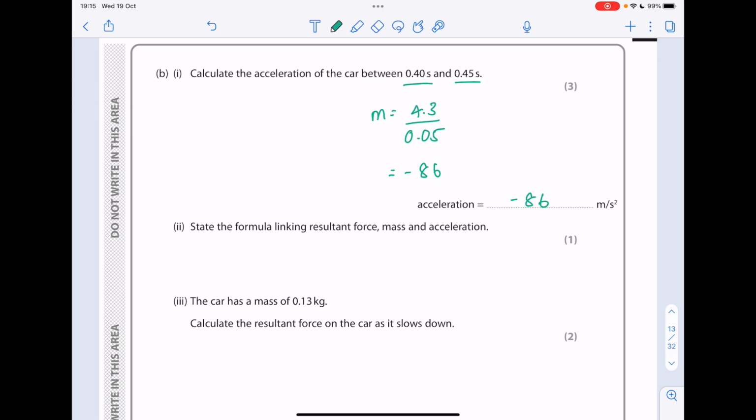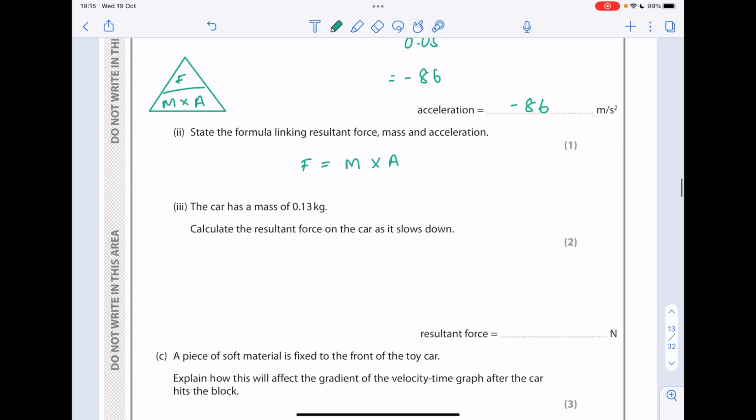State the formula linking resultant force, mass and acceleration. We need this formula triangle from my auntie, which we can see means that force is mass times acceleration. The car has a mass of 0.13 kilograms. Calculate the resultant force on the car as it slows down. So we're after F. So F equals mass times acceleration.